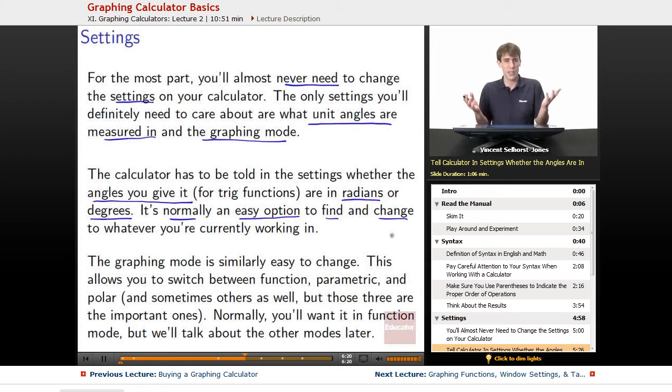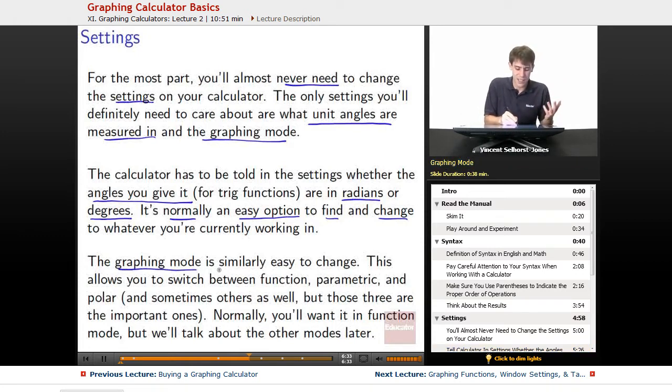But it's also normally really easy to check the settings. It's just a single button press. So be careful when you're swapping between radians and degrees. Make sure you're using the right one, because if you aren't, all your answers are going to wind up coming out wrong. The other thing that you have to care about changing is the graphing mode, and that's similarly easy to change. This allows you to switch between function, parametric, and polar graphing modes, and sometimes other graphing modes as well, but those three, function, parametric, and polar, are the really important ones that you want to know about.